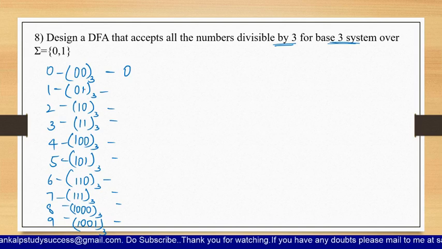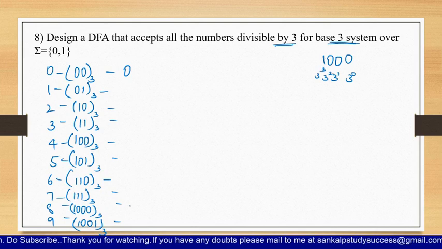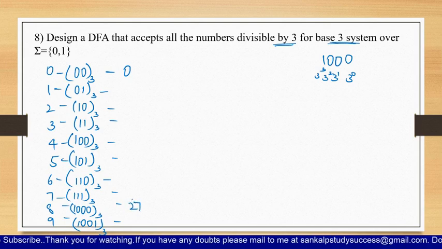That means 3 to the power of 0, into 3 to the power of 1, right? That means any number. Now if you take 8, this is 3 power 0, this is 3 power 1, this is 3 square and this is 3 cube. Now these are completely zeros. 3 cube is nothing but 27. That means the 8 value is 27. So like this you have to convert into the base 3 system.